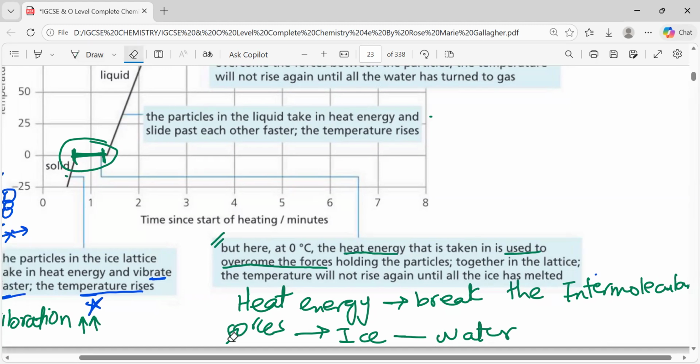Clear? Are you clear with this? Why is the temperature not rising? If I ask you in the test, how will you write it? Why will the temperature not rise at 0 degrees Celsius?